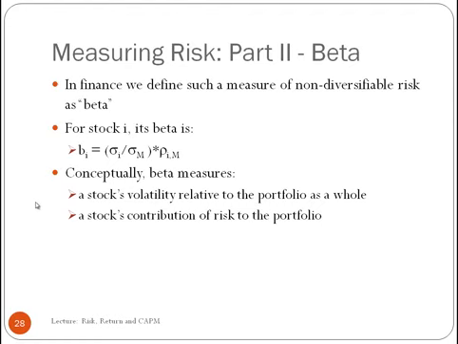So again, beta is telling us the non-diversifiable component of risk. Just to recap, we saw that standard deviation does measure risk, but it captures both diversifiable and non-diversifiable risk. It captures total risk. We really only want to focus on the non-diversifiable stuff, the stuff that we're stuck with. And that's what beta is trying to capture.